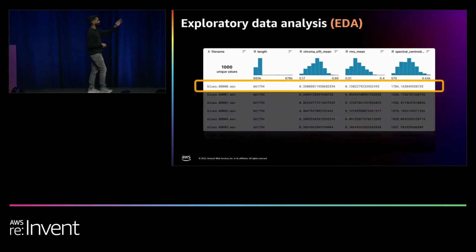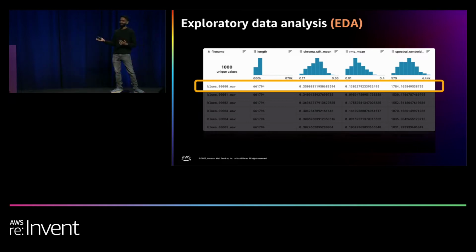We extract the chroma mean, RMS mean, which is a representation of the loudness of a track. We extract beats per minute, spectral centroids, and so on. So all of this is collated into a CSV file. So we now have a CSV file with audio features for the entire data set, which we're going to be using to build the model.